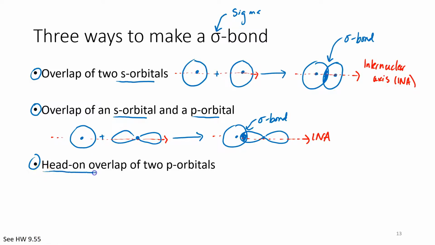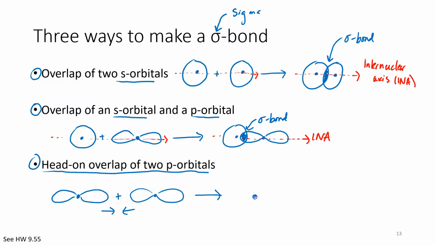And here it is, the head-on overlap of two p orbitals. Here is the nucleus of one atom. Here is its p orbital. Here is the nucleus of another atom, and here is its p orbital. When these two overlap in this so-called head-on fashion, this is what we get. Look at that. There is your sigma bond. And notice again that the bond is located right on that internuclear axis.